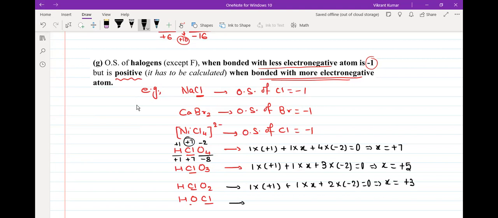इसमें बोल दो पहले ही. +1. Okay. So 1 into X for chlorine and plus 1 into -2 for oxygen. And that's why we'll write X will be +1. Is it okay? Any doubt?